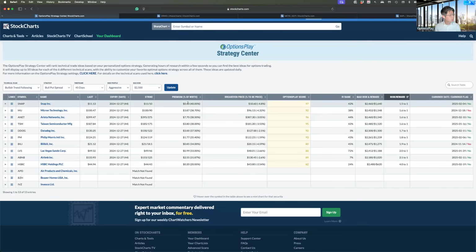And you can see Snapchat collects 40% of the vertical width. That's the best performing credit spread that we can find for this list of stocks. And then you have Micron, Arista Networks, Taiwan Semiconductors. These all look pretty good. As you get further down the list, like HSBC, I'm only collecting 20% of the vertical width. I'm not even going to bother looking at that.